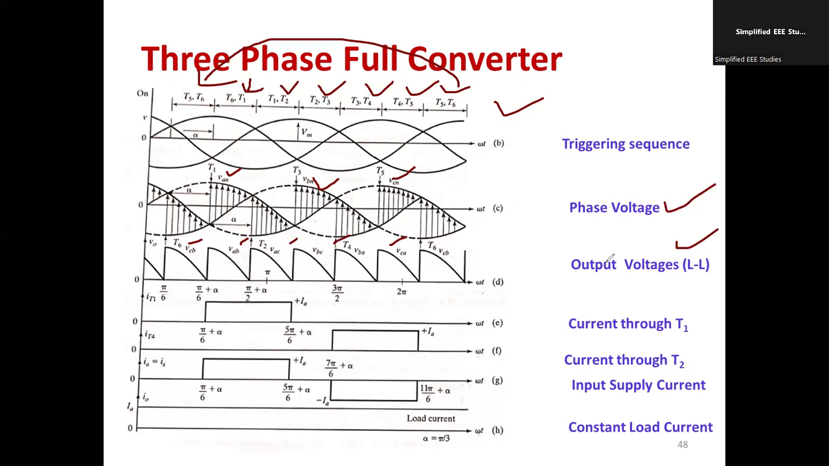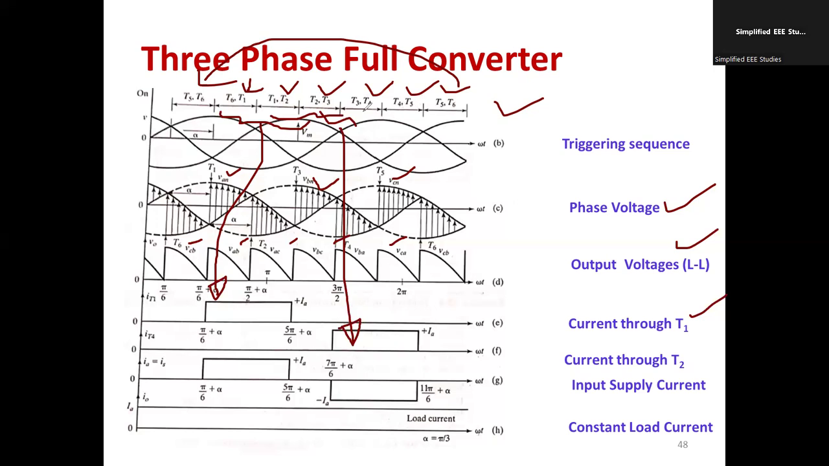Like that, you can mark the output voltage. Here you can see when the thyristor T1 is getting conducted. Now look at this. In this particular region, the device is getting conducted. Here you can see the thyristor T2 is conducting. Look at this. In this particular range, thyristor T2 is getting conducted.